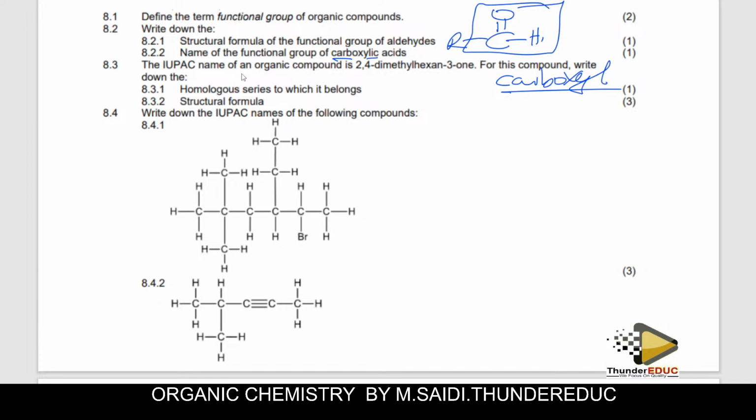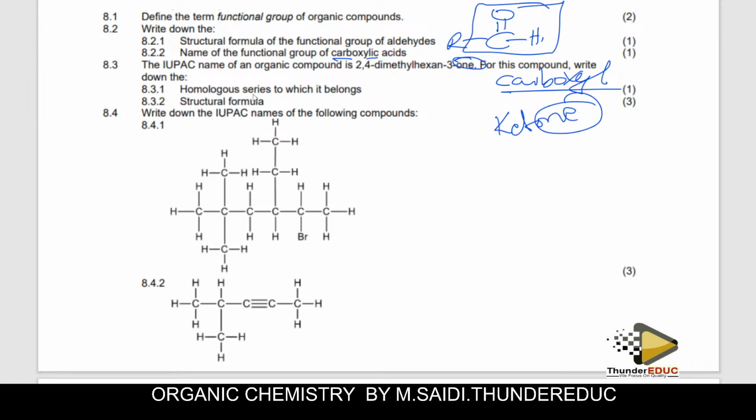The functional group of esters, we don't usually teach at this level. The IUPAC name of the organic compound is 2,4-dimethylhexan-3-one. For this compound, write down the homologous series to which it belongs. They are looking for the homologous series, not the functional group. The moment you say "one", it is a ketone. Whatever is here, we don't mind about it, as long as they say the homologous series to which it belongs.